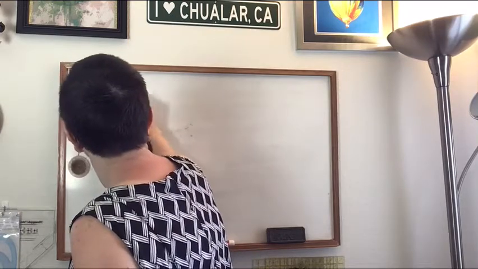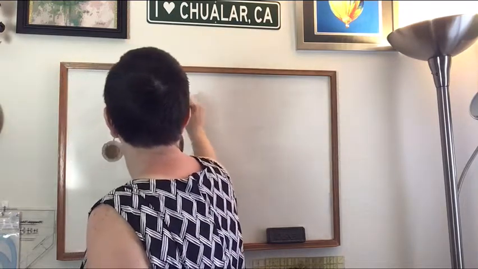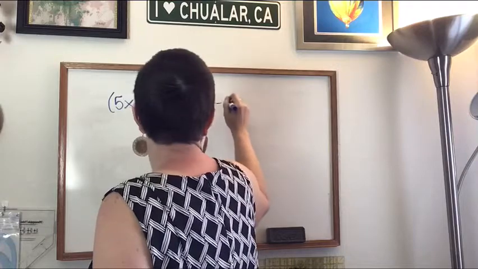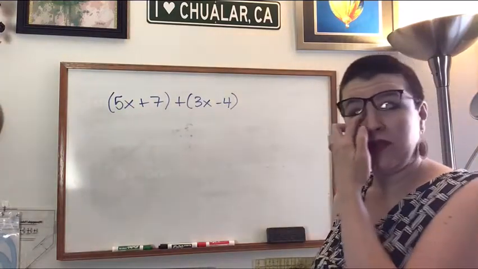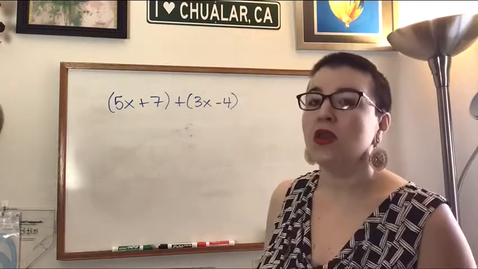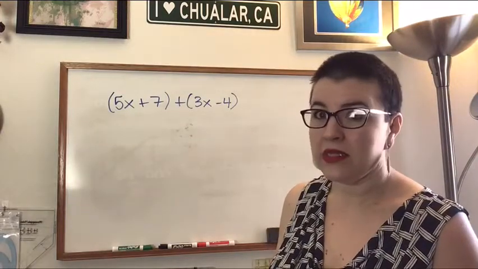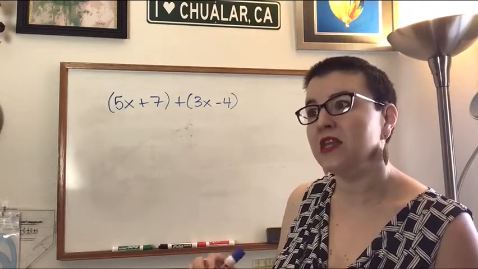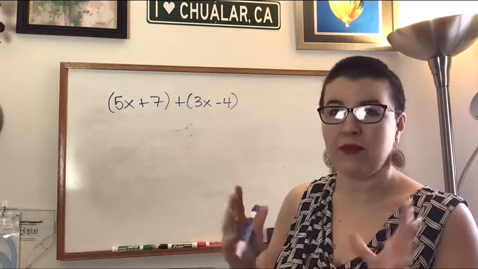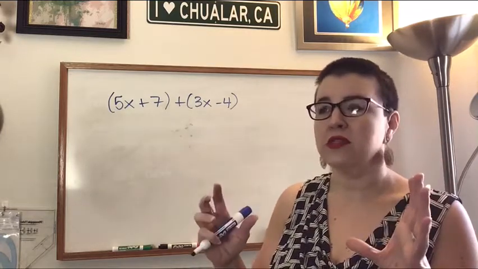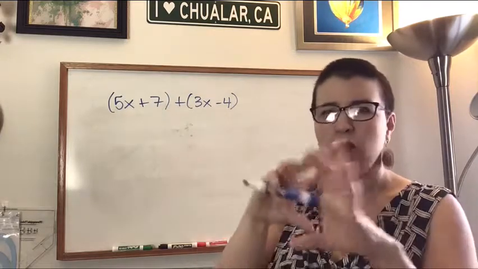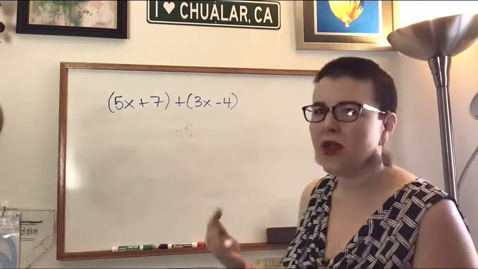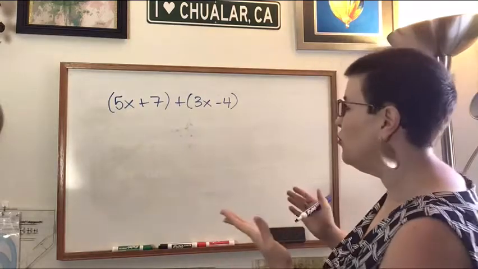Let's say I have something like 5x plus 7 plus 3x minus 4. All right, now there's a couple of different ways to do this. You can do this horizontally. You can do this vertically. It really is up to you. I find that if you are a visual math learner, like if it makes more sense to you for things to be visual and you struggle when things get messy looking or they become too big, then you might want to stick with vertical. I'll show you vertical to start.